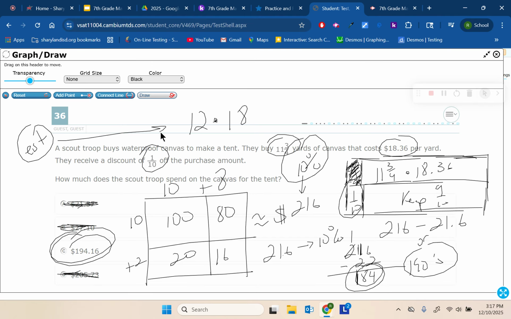Notice that I made the numbers bigger, right? I went from 11 and 3/4 to 12. I went from 18.36 to 18, a little smaller, so I'm pretty close. But I know that I'm not going to get 200-something. It's going to be in the 190s. And this is what I'm probably saving, compared to the actual number if I were to multiply it correctly. I'm estimating the heck out of this problem.